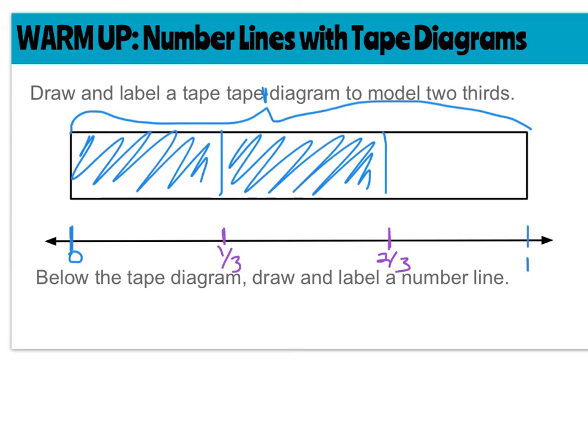On my tape diagram, to show that something is 2/3, I would shade 2/3 of my drawing. But on a number line, to show something represents 2/3, I can mark it by putting a dot or a point on my number line.